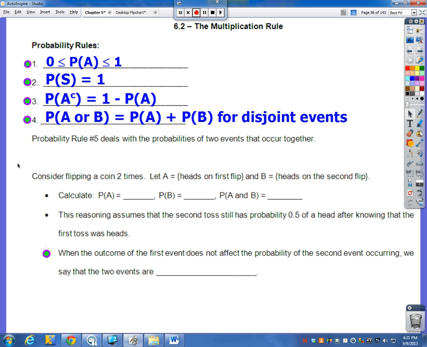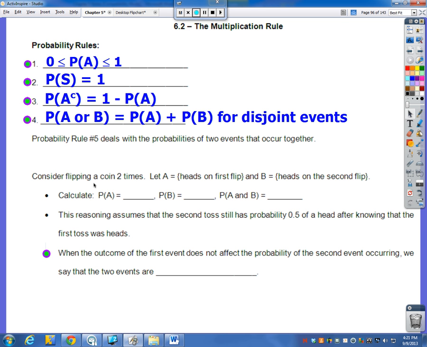And the fourth rule we talked about, this was still from the second video. The probability that A or B happens is the same thing as the sum of those individual events, as long as those 2 events are disjoint. And disjoint again meant that if one thing happens, the other thing cannot happen. So there is no overlap in a Venn diagram with disjoint events.